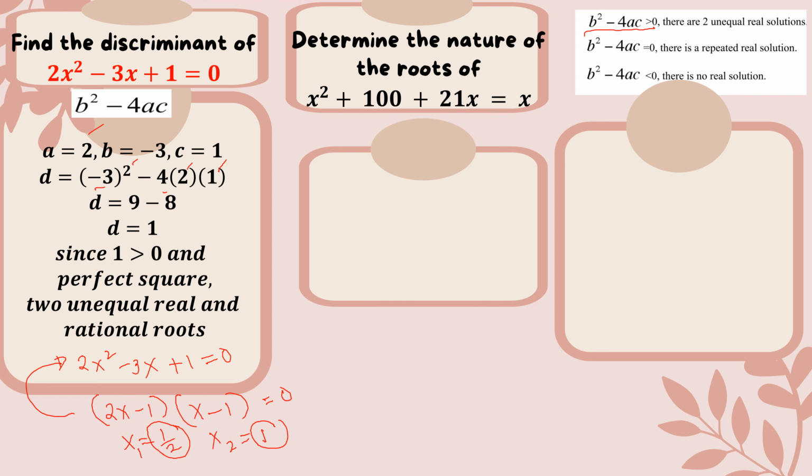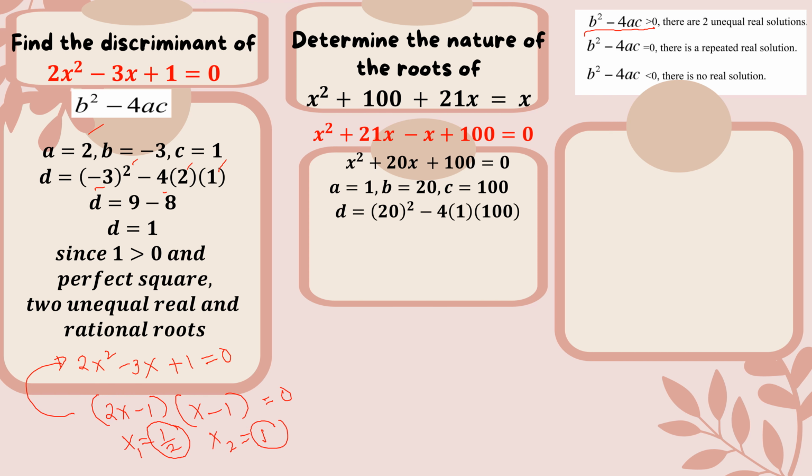The second example is x squared plus 100 plus 21x is equal to x. The x will be transposed and it will now become x squared plus 20x plus 100 is equal to 0. For our a, we have 1, our b is 20, and our c is 100. To use the formula, b squared, our b is 20, we square it, minus 4 times our a, which is 1, and our c, which is 100. Thus 20 squared is 400 minus 400. So our discriminant is equal to 0.